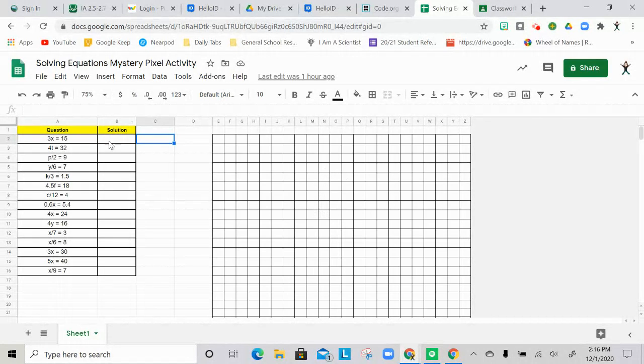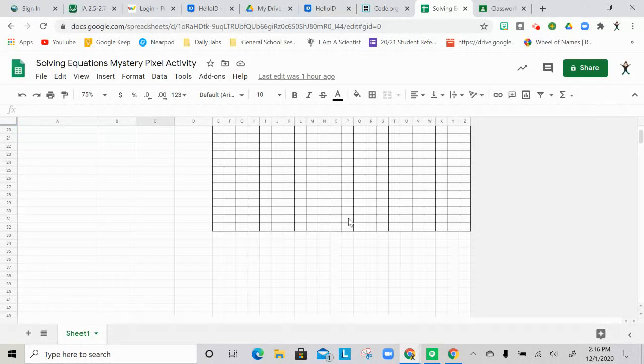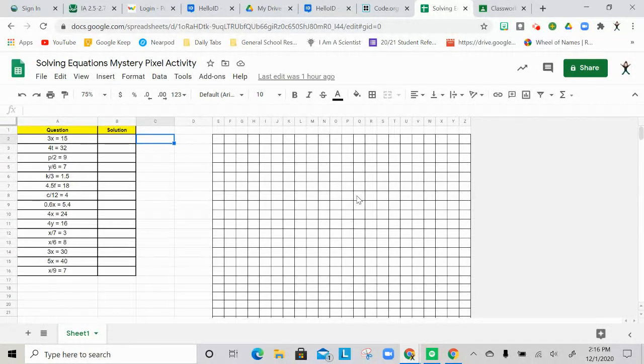So if at the end of completing all of these problems, you have any spaces in this grid that are not filled in, it means you've done something incorrect. So let's talk about how the directions work, because you will need to put your answer in a very specific way in the solution column. So here's your question, and your instructions are to find the solution.